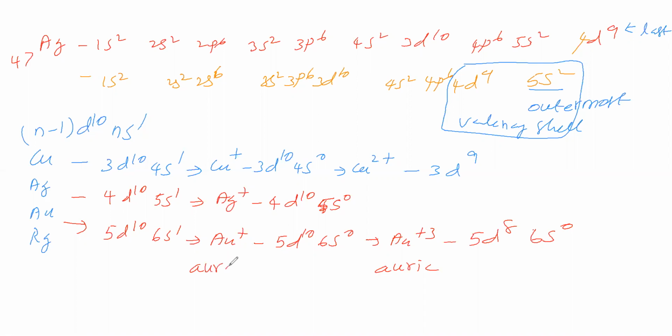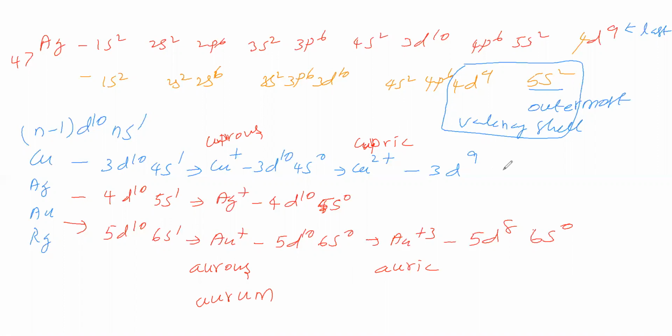Au+ we have to name as aurous. Cu2+ we have to name as cupric. Cu+ we have to name as cuprous. So Cu+ is cuprous, Cu2+ is cupric, Au+ is aurous, Au3+ is auric. Lower oxidation number means -ous, higher oxidation number means -ic. The Latin word for gold is aurum. From aurum we are saying aurous and auric.